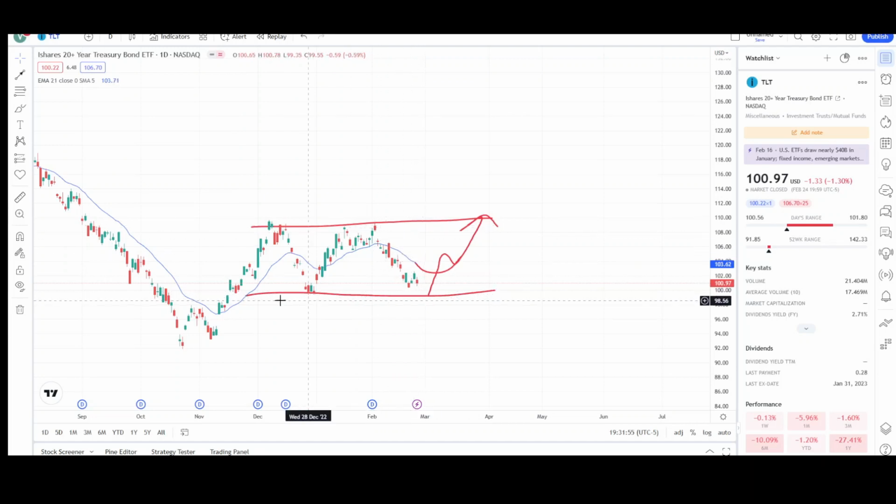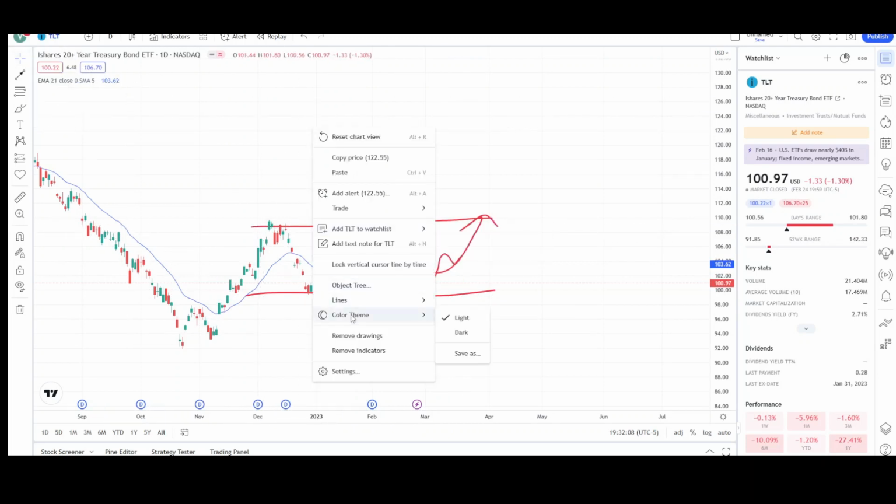If we break it with conviction, we're definitely going to go back down to retest these lows and fill in this gap that was created. If we bounce and we get back above the EMA, then we're going to be going back up to retest these highs at the 108, 109 level. So that's everything on the daily chart.